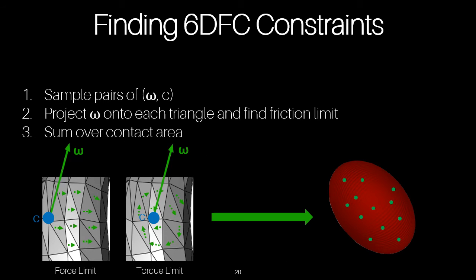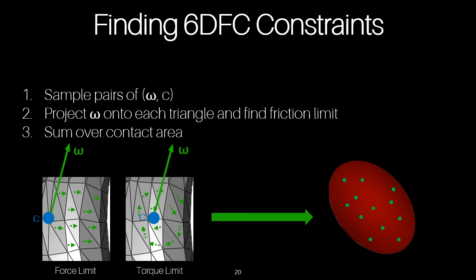Specifically, once the contact profile is extracted, we sample pairs of points C and axes of rotation omega. For each pair, we first project omega onto each triangle in the contact area to find the friction wrench induced by an instantaneous velocity in the direction of omega. These projections typically correspond to a wrench with a large force component and small torque component. We then project the cross product of omega with the vector that points from C to the center of each triangle onto each triangle's face.